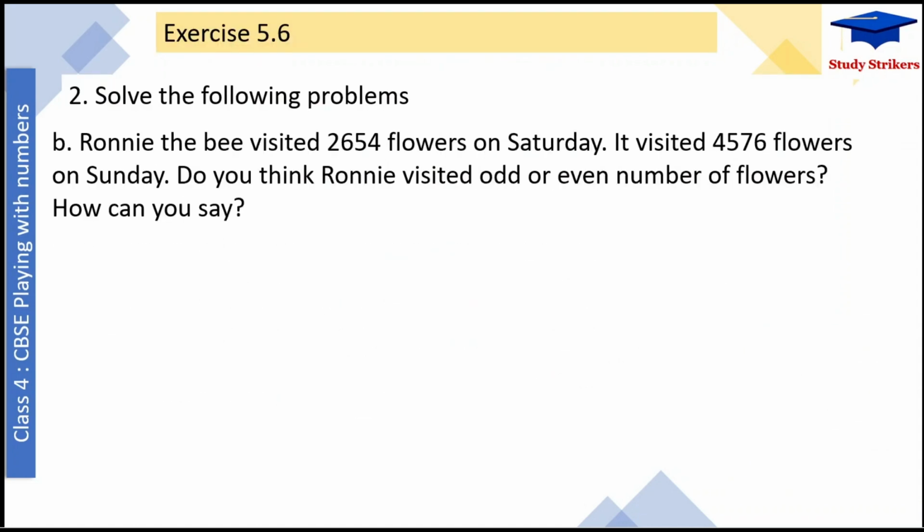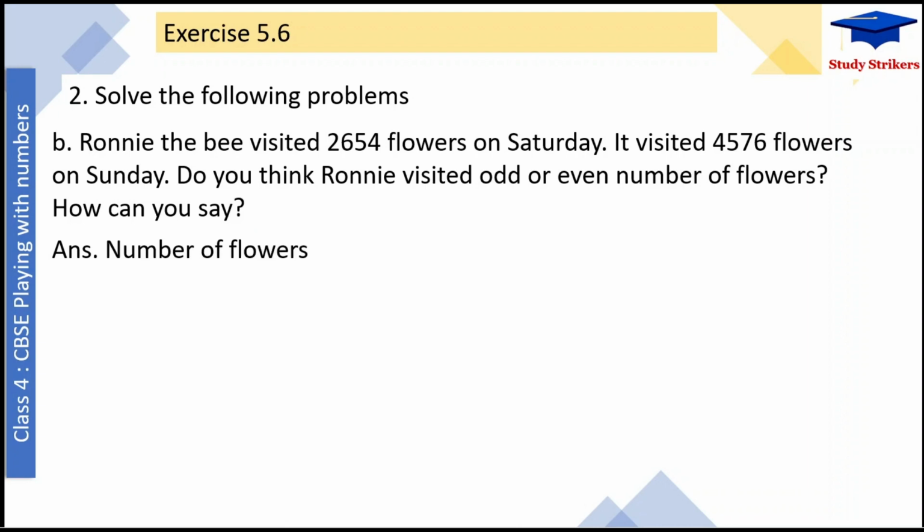Now we got the next problem about Ronnie the bee. We got a bee over here, and the bee's name is Ronnie. Ronnie visited 2654 flowers on Saturday. It visited 4576 flowers on Sunday. Look at these numbers. Both numbers are even. Do you think Ronnie visited an odd or even number of flowers? The addition of two even numbers will give you an even number. But to be confirmed, we will add both of these numbers.